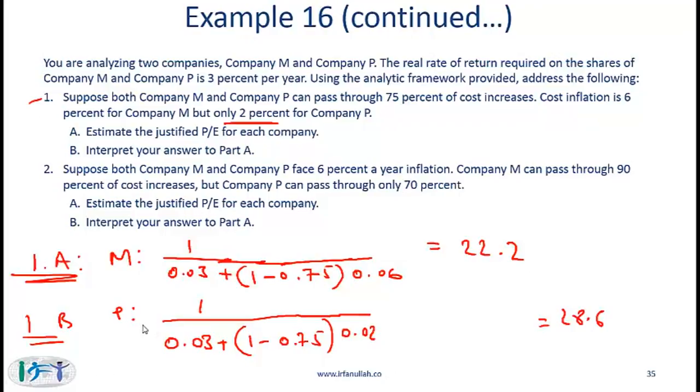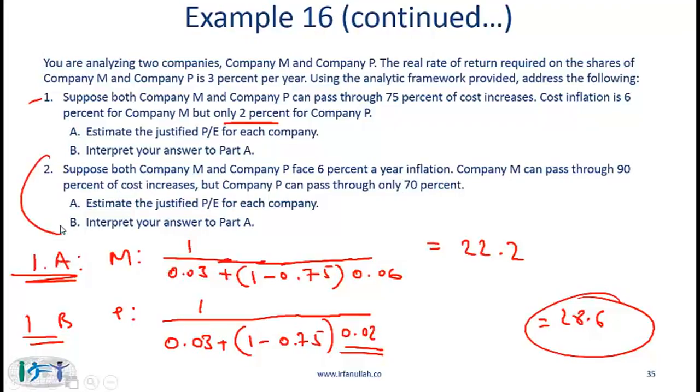And then company P, it is similar except that the inflation number is lower. The lambda is the same, but the cost inflation is only 2%. And notice that with a lower inflation number, the justified PE is higher. So this illustrates an important point. If a company cannot pass on all inflation to customers, then clearly lower inflation is better. Lower inflation allows the company to have a higher justified PE.